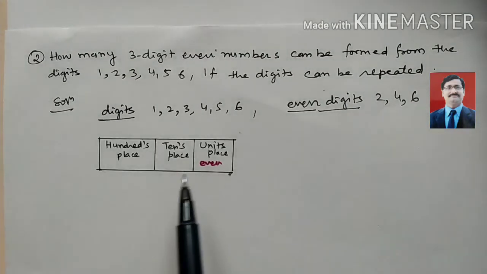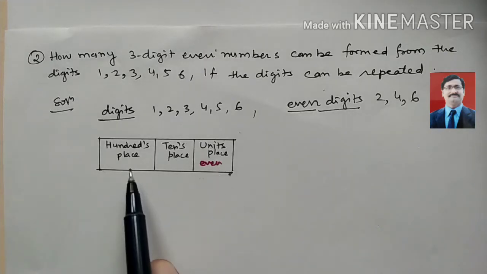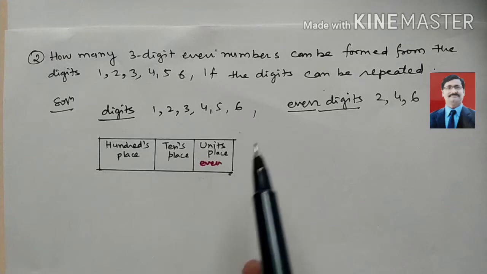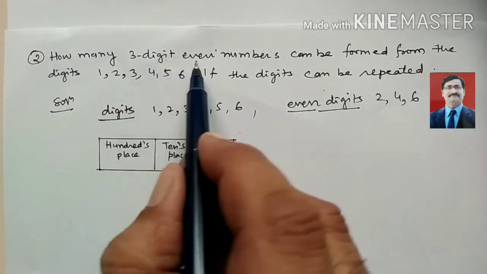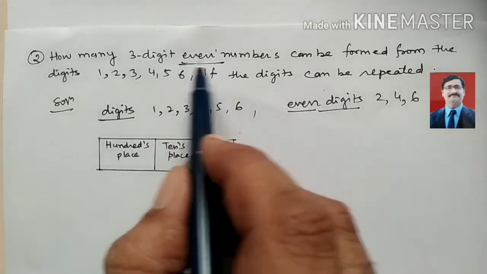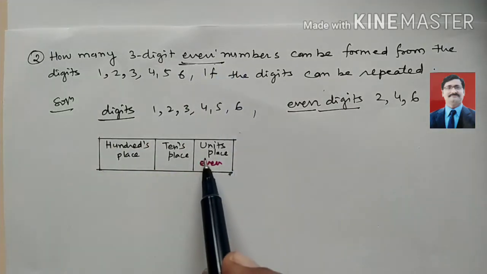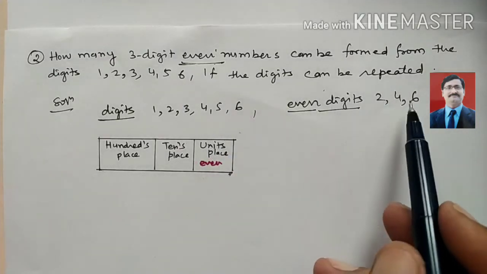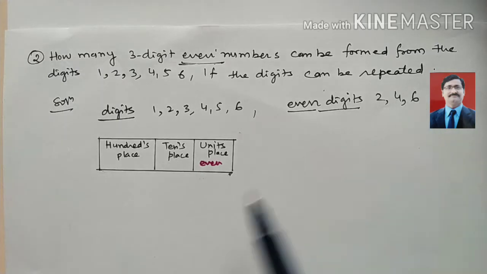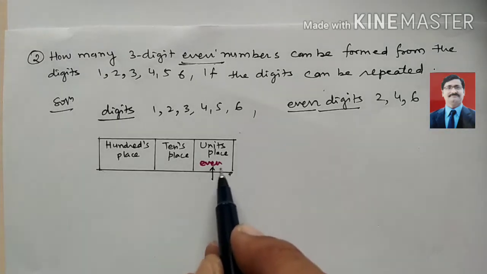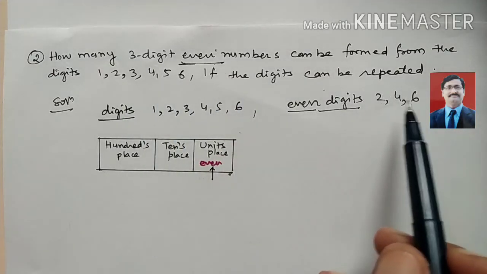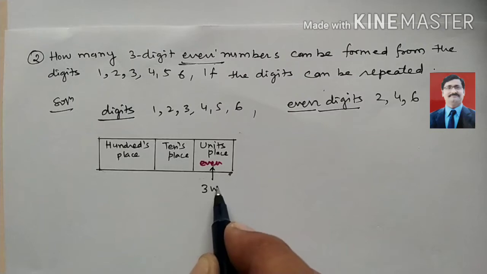Look here all of you, we have to prepare 3 digit places, 100th place, 10th place and unit place. We have to prepare a 3 digit even number. So at the unit place we have to fill the even digits first. So even digit numbers are 3. From these 3 numbers only we can put here, because we have to prepare a 3 digit even number. So how many options do we have here? 3 options. So we have 3 ways.